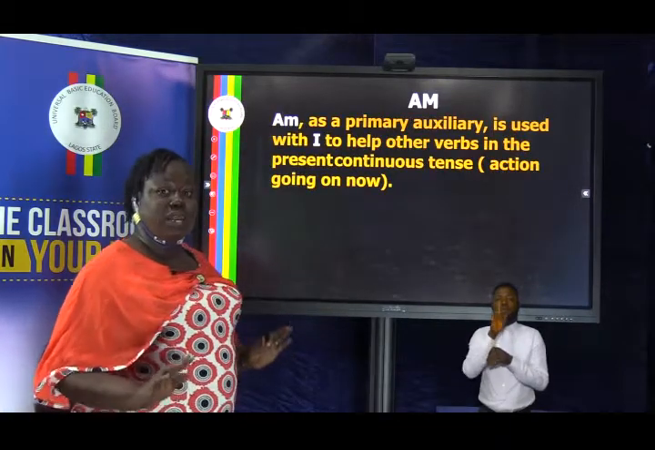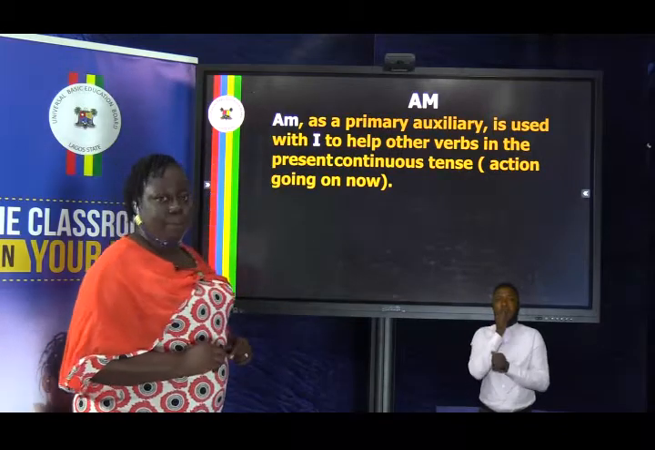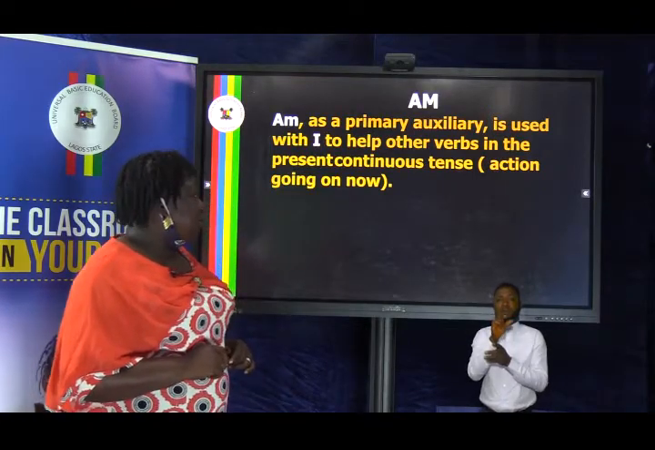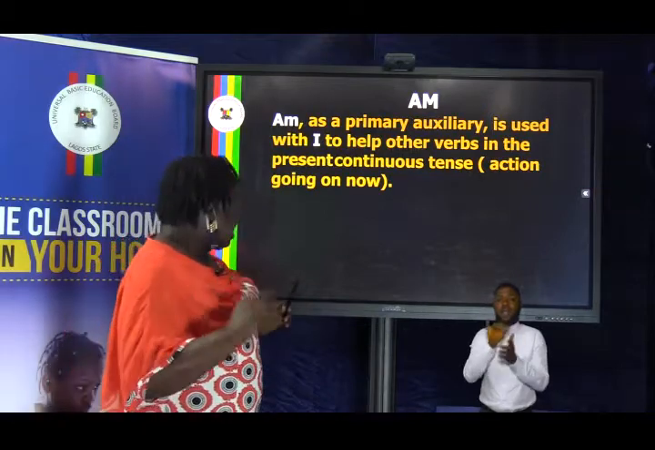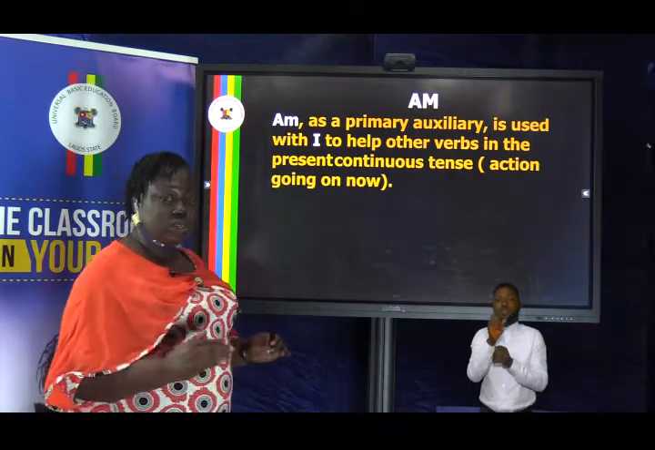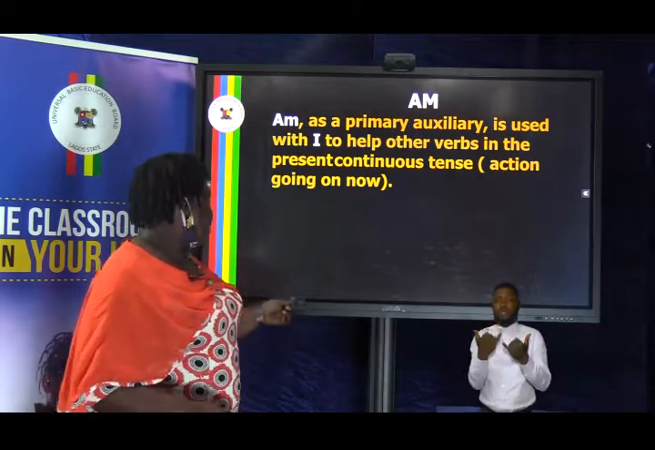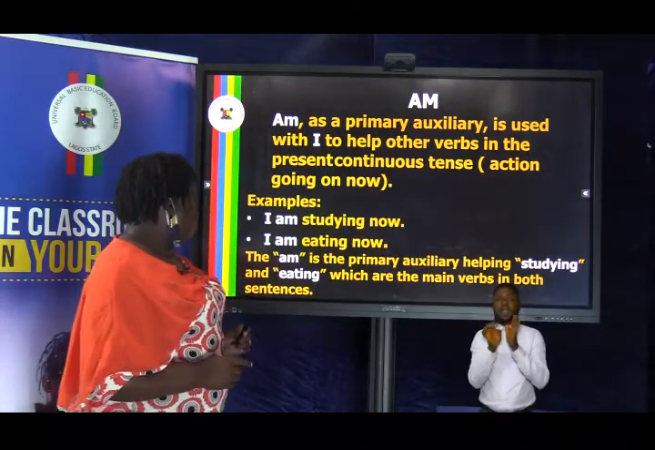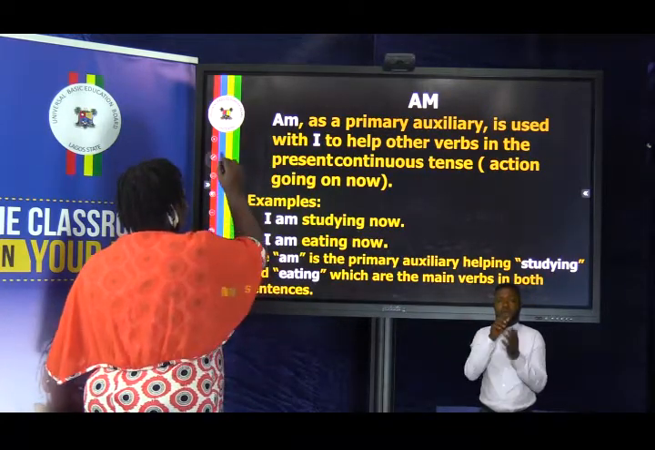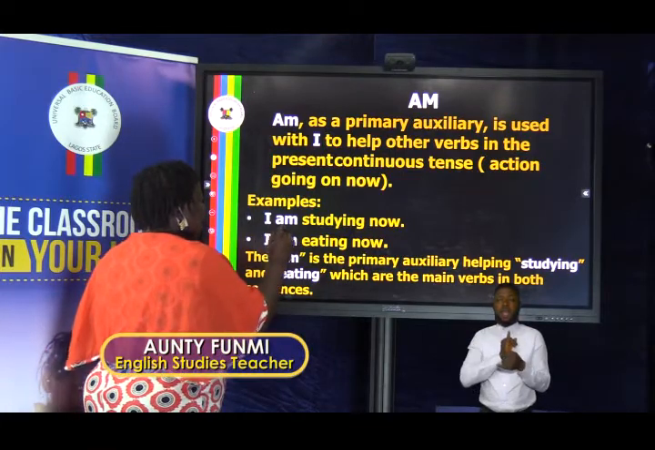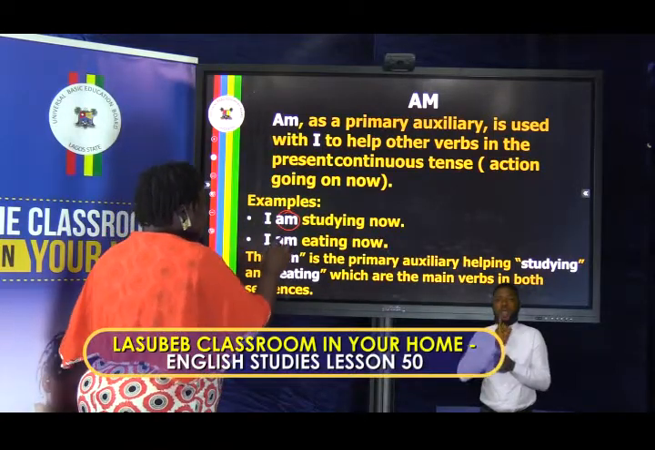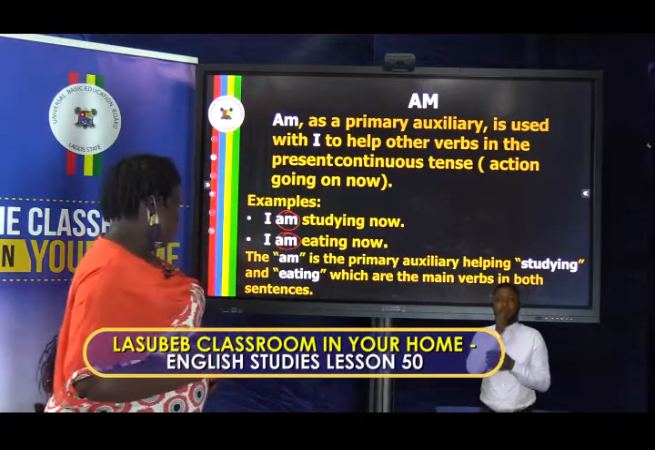We're going to take them one after the other, starting with am. A-M, am. Am as a primary auxiliary is used with I, letter I, to help other verbs in the present continuous tense. That is when we're talking about action that is presently ongoing. Look at these examples. I am studying now. We use am with I. Another sentence is I am eating now.